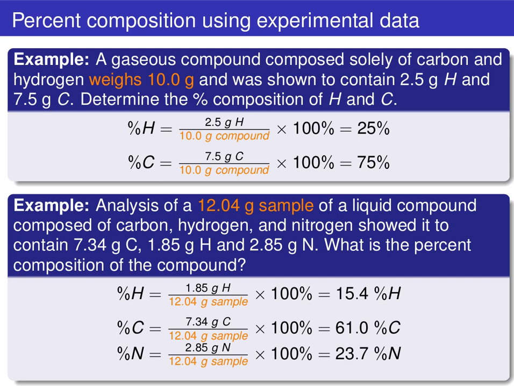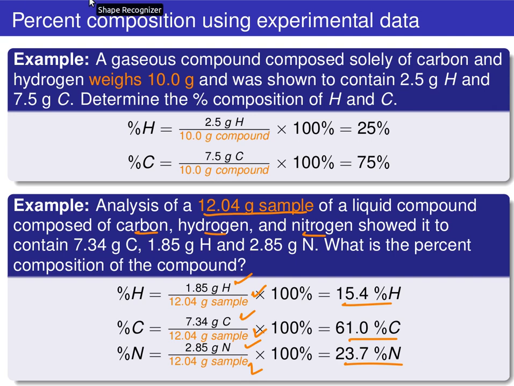Doesn't matter. In this case, if we have a 12.04 grams sample of some liquid, and now we know it contains 3 different atom types, carbon, hydrogen, and nitrogen, we just follow this process repeatedly for each one of the 3 different atom types, right? Mass of hydrogen over total mass. Mass of carbon over total mass. Mass of nitrogen over total mass, okay? And we arrive at our final percentages.